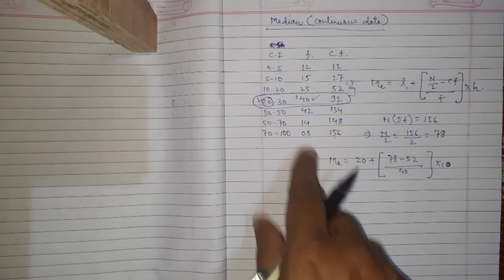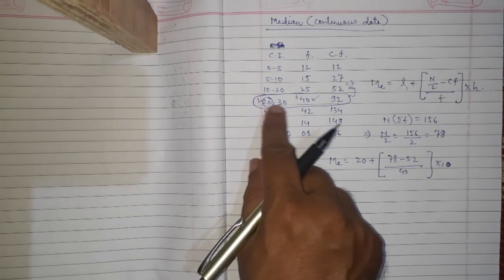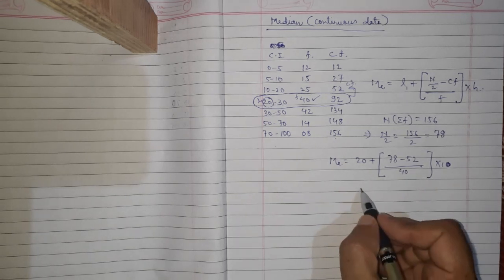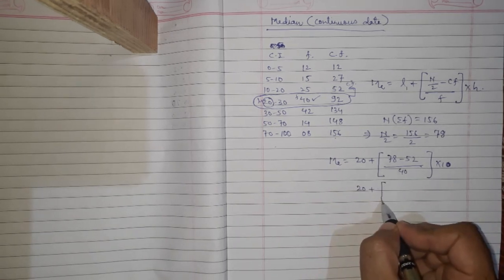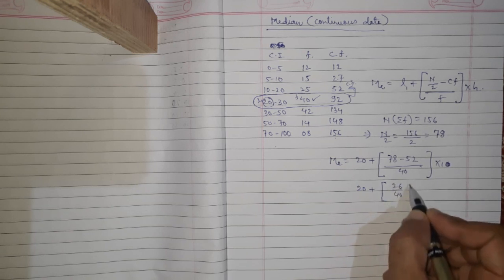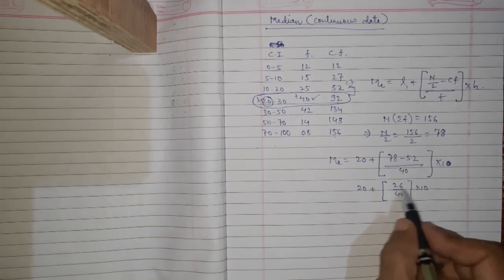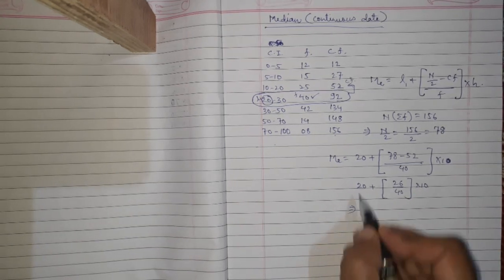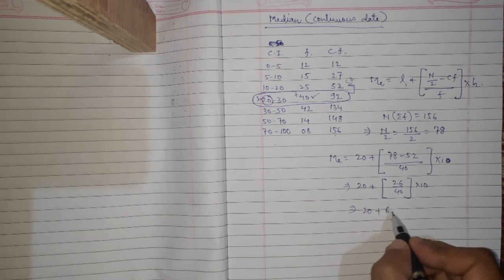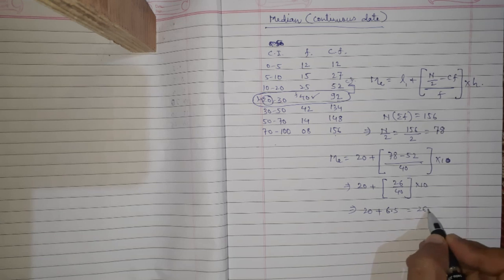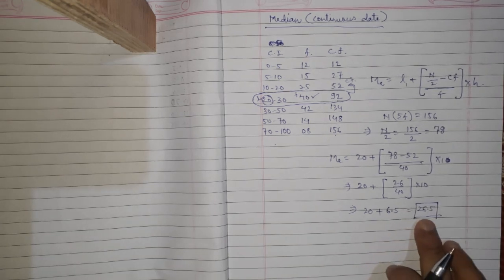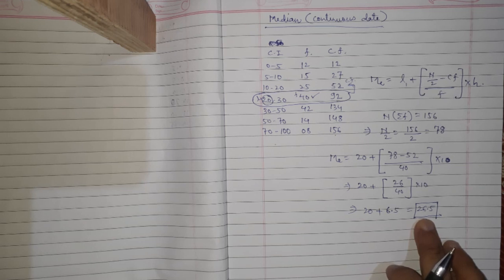In order to cross check, we can see that the median class is 20 to 30. So our answer should be between 20 and 30. Here the values will be 26 by 40 into 10. So it can be 260 upon 40. On further solving, we will get 20 plus 6.5. So its answer will be 26.5. So this 26.5 is our median for continuous data.